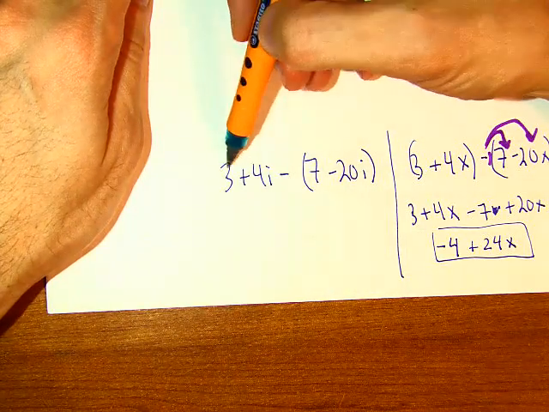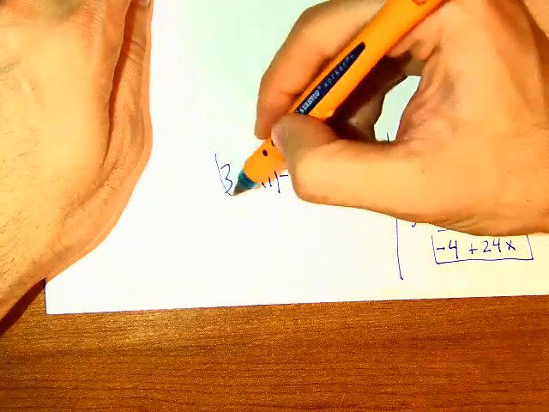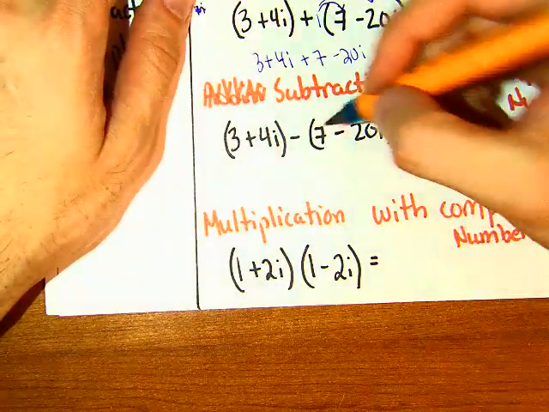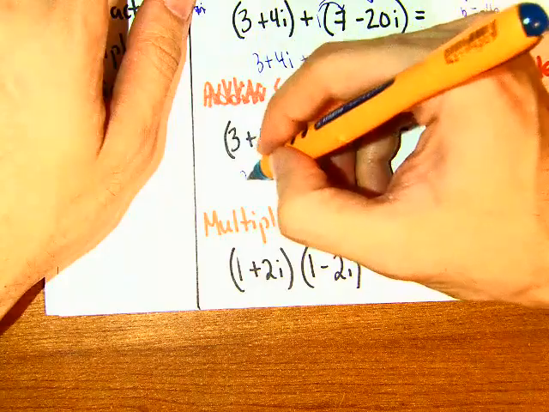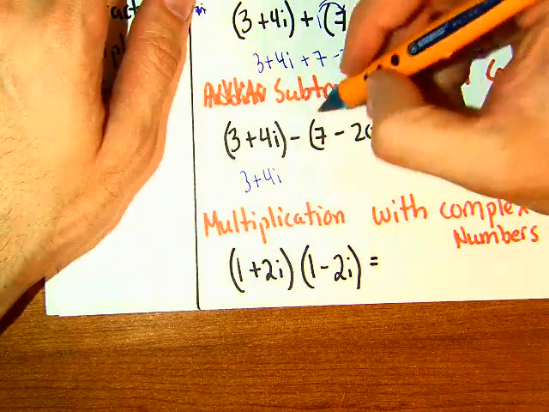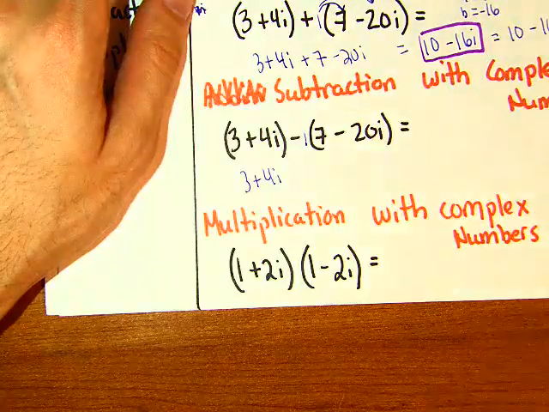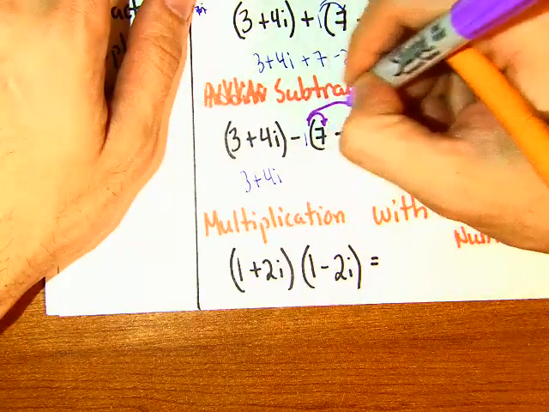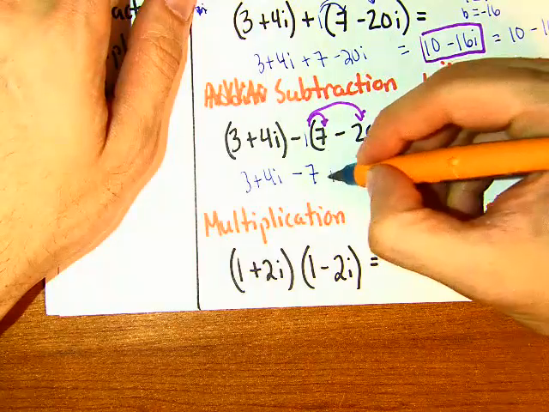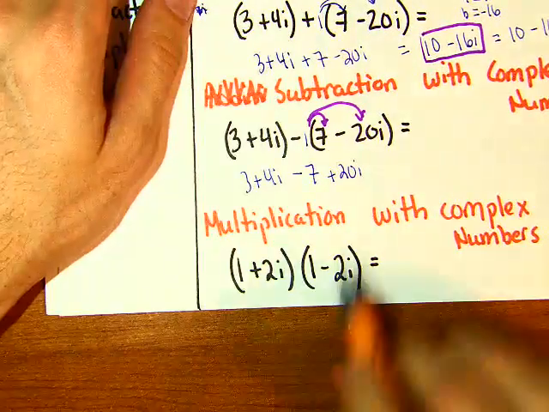Because look, 3 plus 4i, we can't do anything to it. Actually, let's just go back to this part here. If I were to do 3 plus 4i, you can't do anything. So that's just 3 plus 4i. And what do you do with this minus? We have to distribute the exact same way. So here, and this becomes what? Minus 7 plus 20i, right?